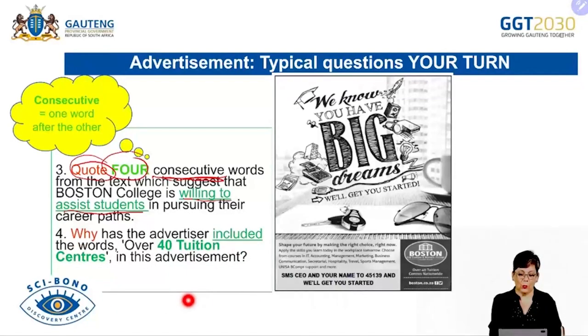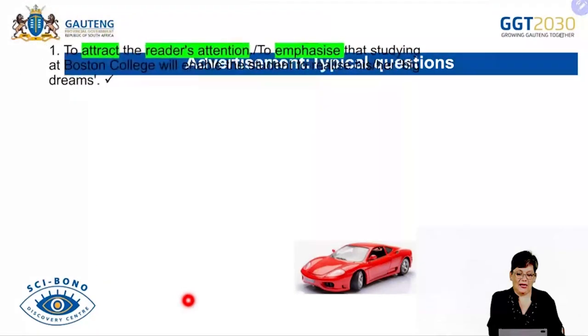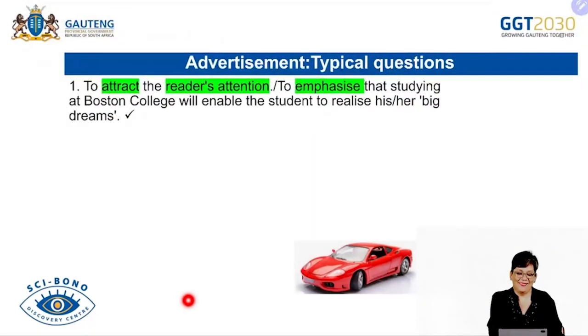Another little question. Why has the advertiser included the words over 40 tuition centers? Can you see, these are the type of questions we'd like to ask. Now, after you've analyzed it, these questions become so easy because we have actually discussed them. Now, let's see, and let's go back.